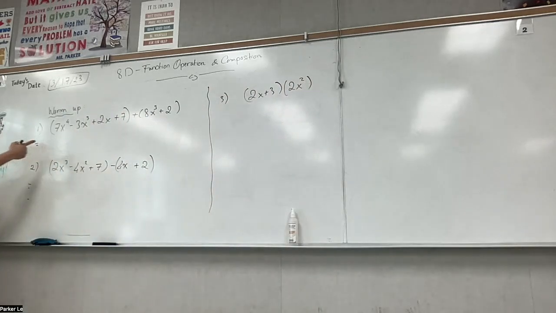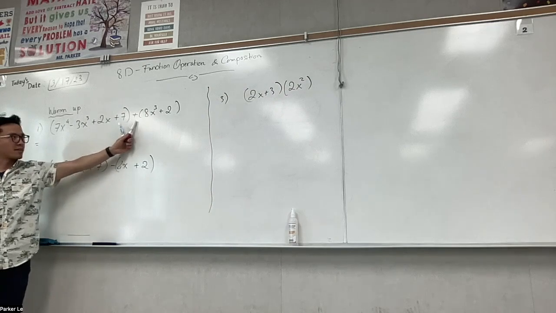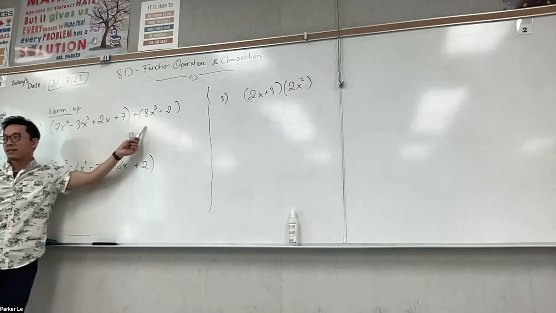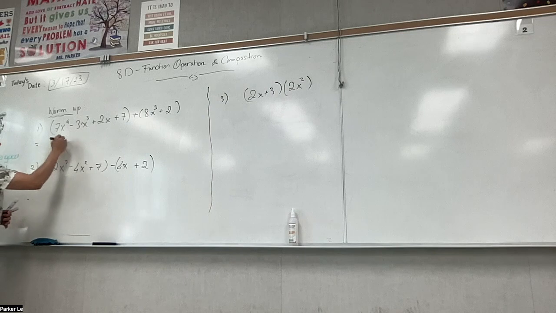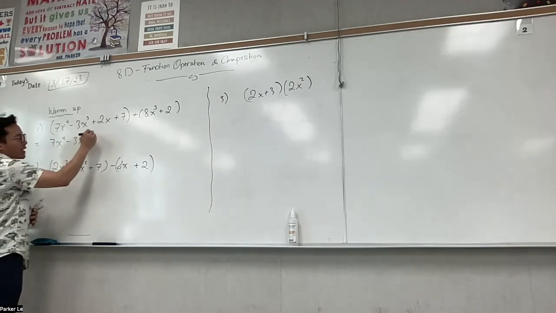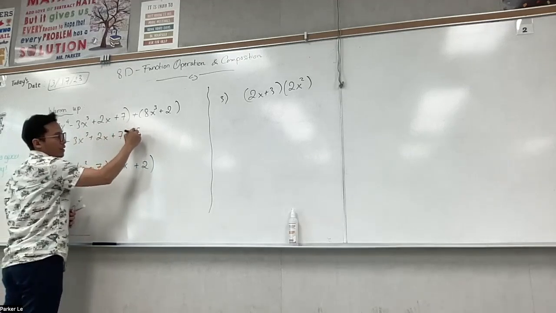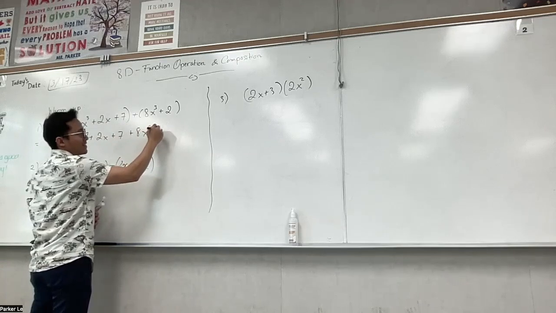How do we do this? Before, how did we do this? We have plus between these two. Does plus matter? Does it change any sign? No, right? So if I want to get rid of parentheses, actually we write down without parentheses because this is plus. So plus 8x cubed.